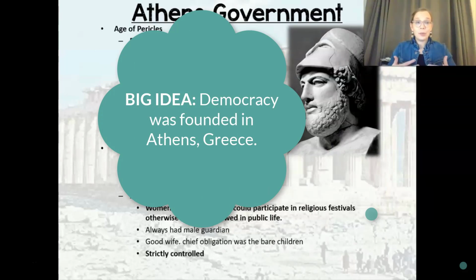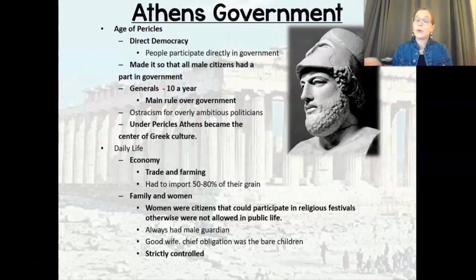So let's go into what that looked like, because it didn't look like what we know today as democracy. So during a time called the Age of Pericles, the earliest form of democracy is what we call direct democracy. And it's just like it sounds. It means that if democracy is putting power in the hands of the people, then in a direct democracy, it means people have a direct control over the government.